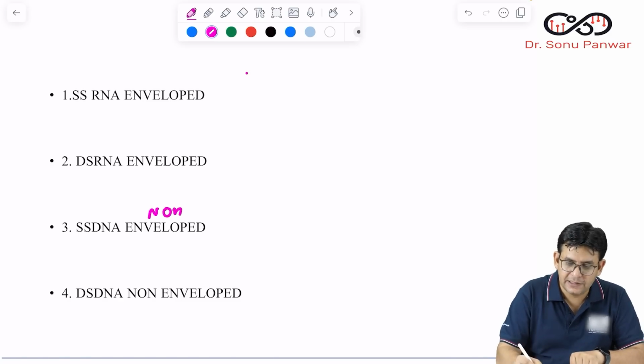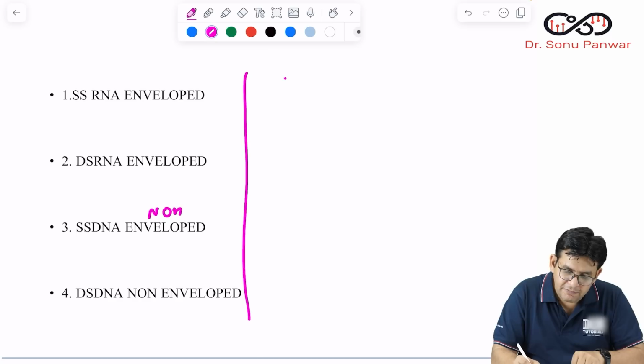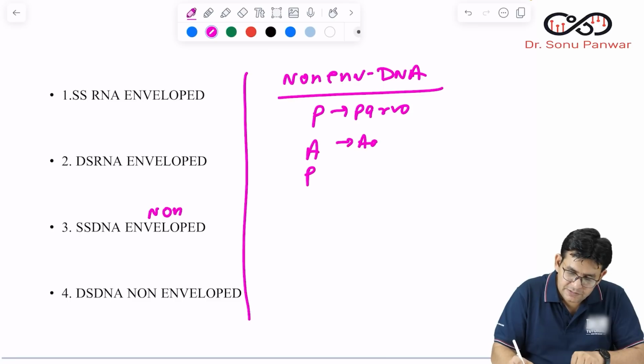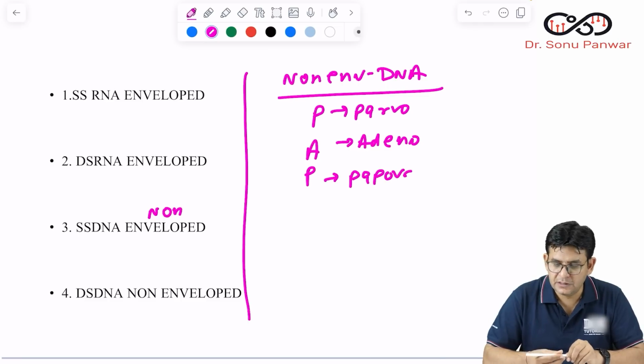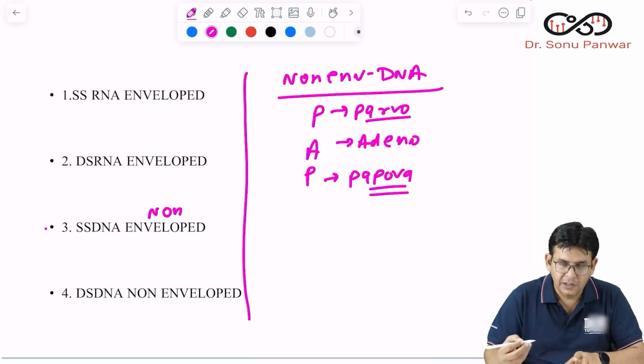How do I get to that? I know that every DNA virus is double stranded except parvo, and the non-enveloped DNA viruses we get by the example of PAP. What is there in the PAP? Parvo, adeno, and papova. And what comes in papova, guys? Human papillomavirus. And parvo is single stranded DNA. The answer here is single stranded DNA, non-enveloped.